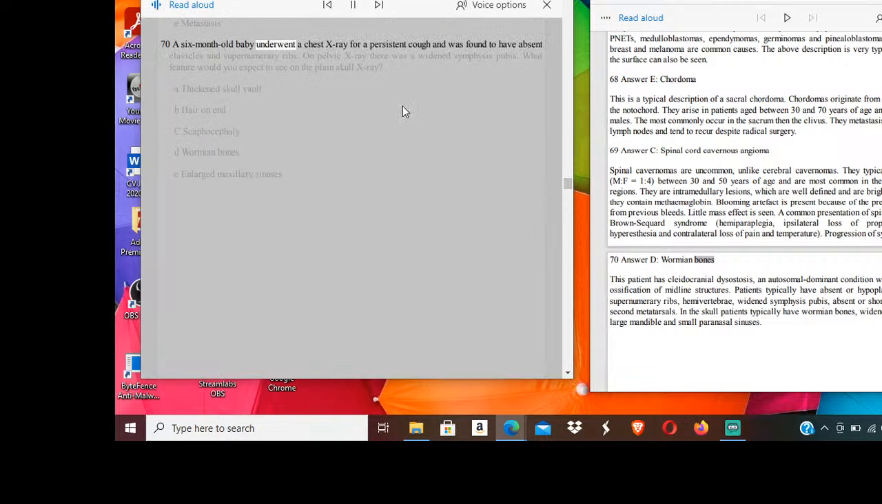70. A 6-month-old baby underwent a chest X-ray for a persistent cough and was found to have absent clavicles and supernumerary ribs. On pelvic X-ray, there was a widened symphysis pubis. What feature would you expect to see on the plain skull X-ray?